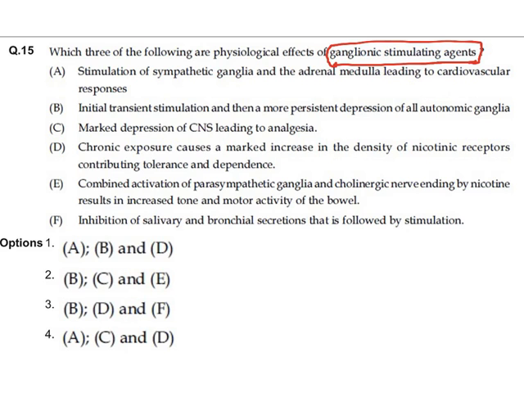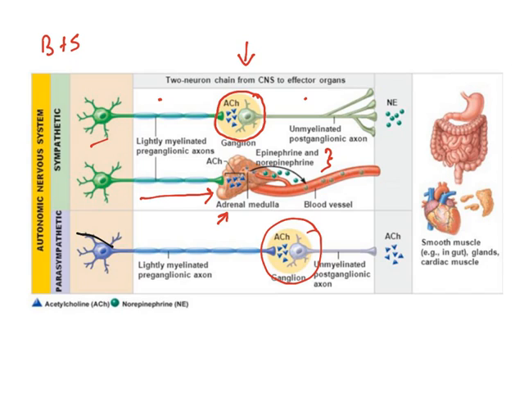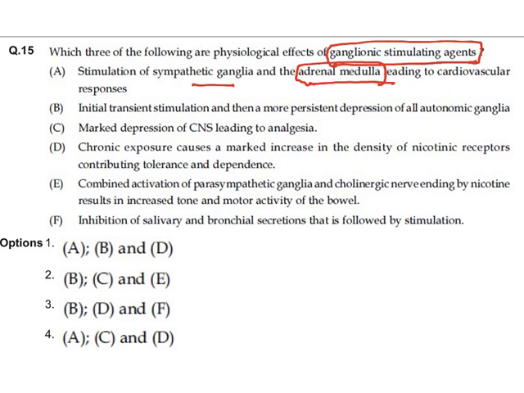Now, stimulation of sympathetic ganglia and adrenal medulla leading to cardiovascular response. Look at this: adrenal medulla. Does the adrenal medulla have a ganglion? No, there is no ganglion here. So wherever you see option A, it is not correct. So you need to eliminate like this.